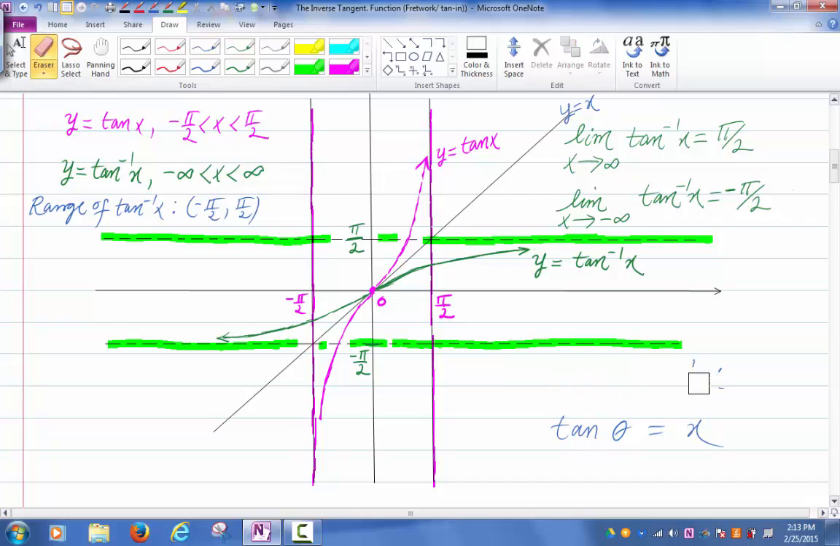So I know that the limit of tangent inverse of x as x goes to infinity is pi over 2. I know that the limit of tangent inverse of x as x goes to negative infinity is negative pi over 2. You have to memorize those two limits because they will be applied in some of the limit problems later. Is that okay? Is everybody clear? Any questions on the graph of tangent and tangent inverse?